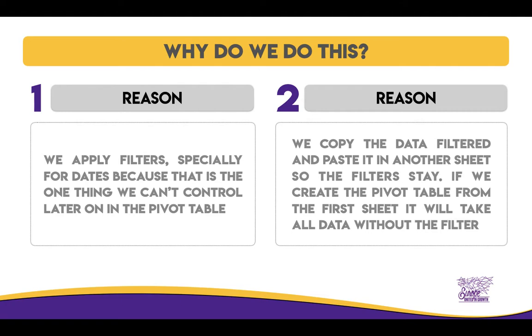So why do we do this? The first thing we did was applying filters. So we start with date. We always need to filter the period of time before creating the pivot table, because this is the one thing we cannot really control in the pivot table. So whatever specific period of time you want to see in the pivot table, you start by filtering that. And then after we apply the filters, we need to copy and paste in another sheet so the filters can stay. If we only filter and we create the pivot table directly, the pivot table is still going to take all the data without any filters. So that's why we need to copy and paste it, so the filters apply.